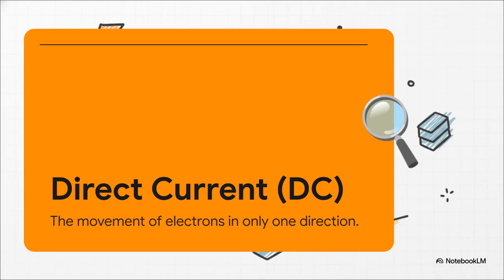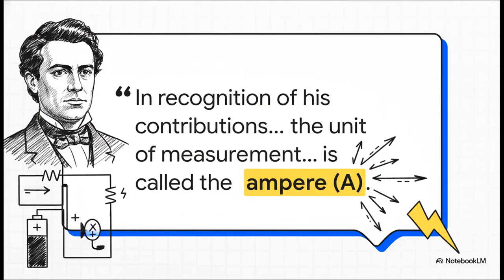They start at the negative end of a power source, like a battery, and they flow in one and only one steady direction toward the positive end. No U-turns, no going backwards, just one way. Okay, so we have this flow, but how do we measure it?